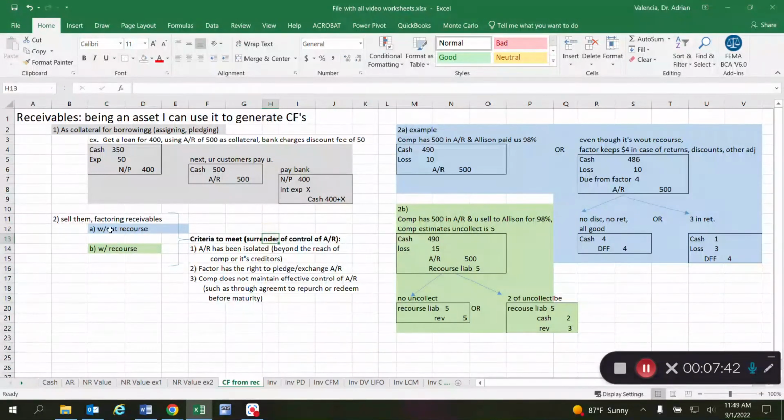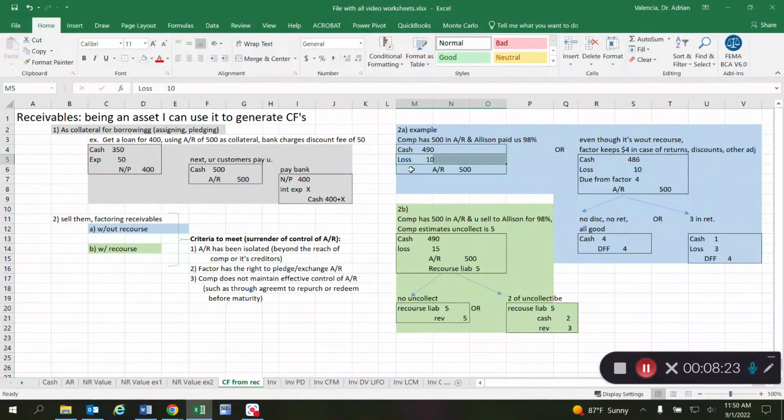Let's do the 2A example without recourse. Assume again that the company has $500 in accounts receivable, and Allison, the factor, paid us 98% for our receivables. So the discount, or the fee that the factor is charging us, is 2%. 2% of 500 is $10. So what we would have is, we would debit cash for $490, which is the amount that we're getting from this factor, and then the fee for us to get our money ahead of time is $10, and that would just be an expense or a loss.